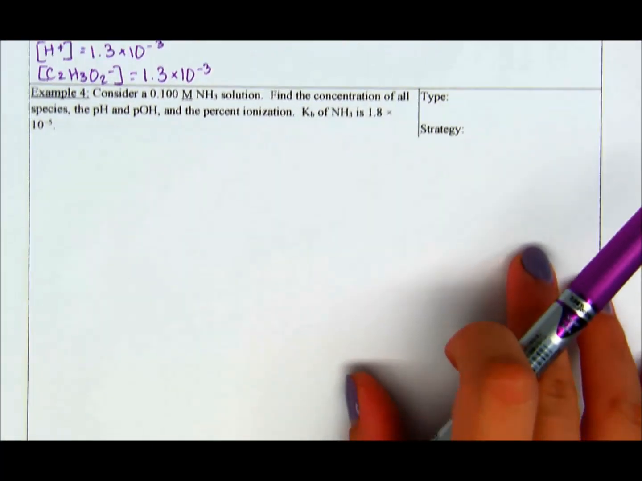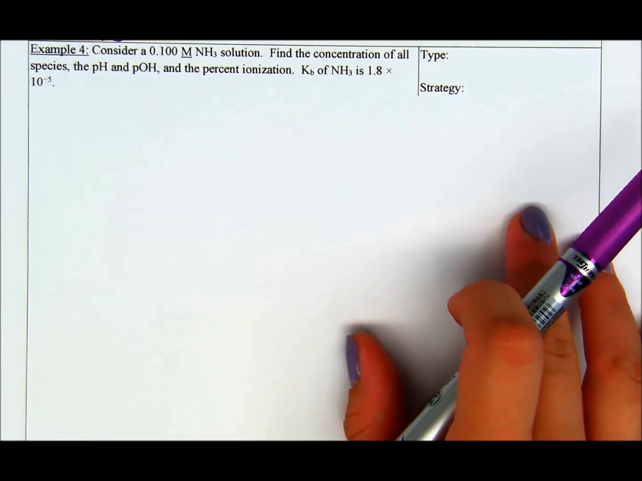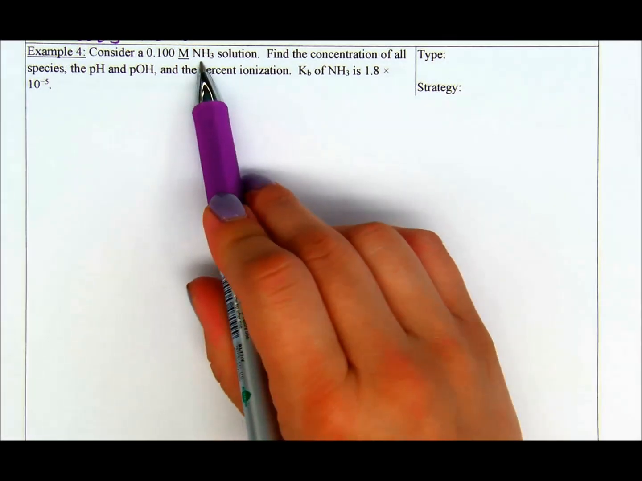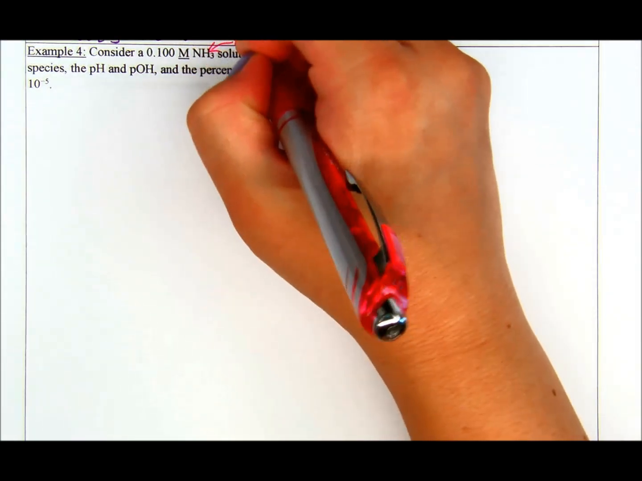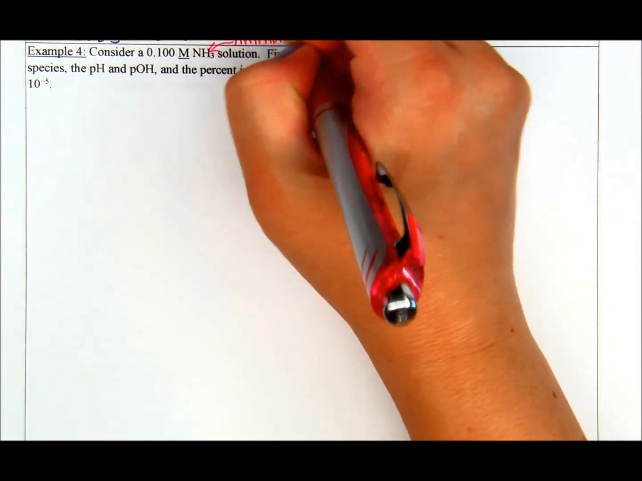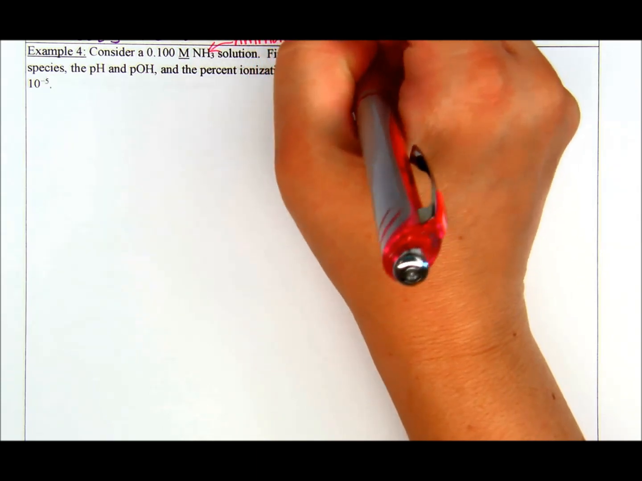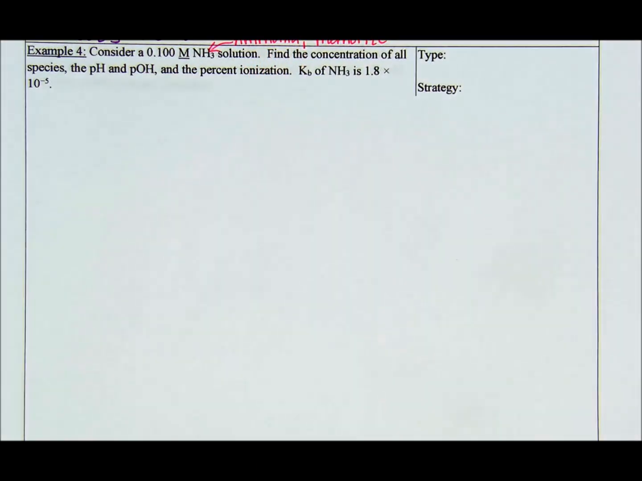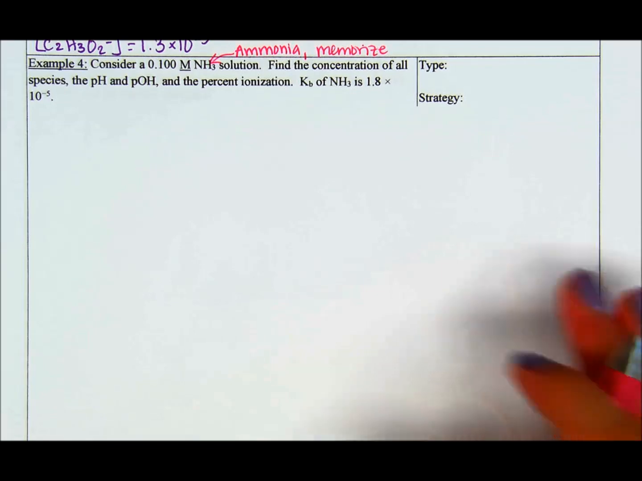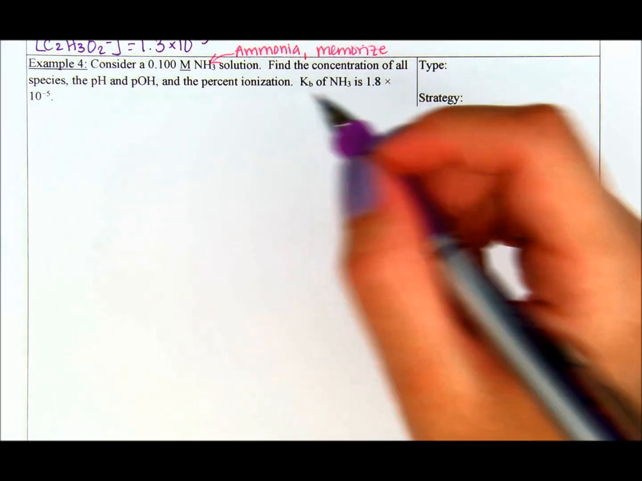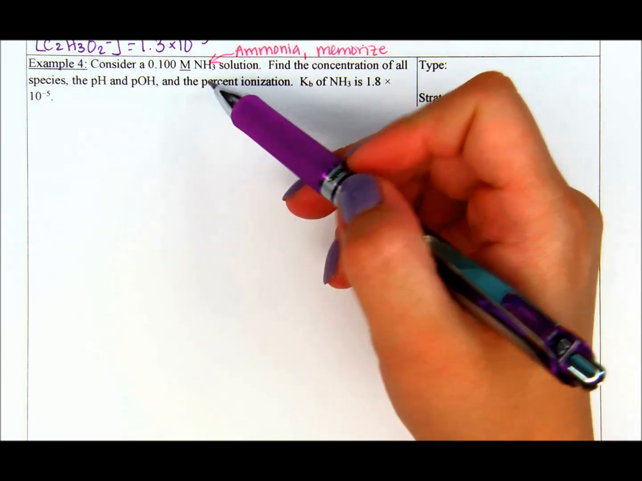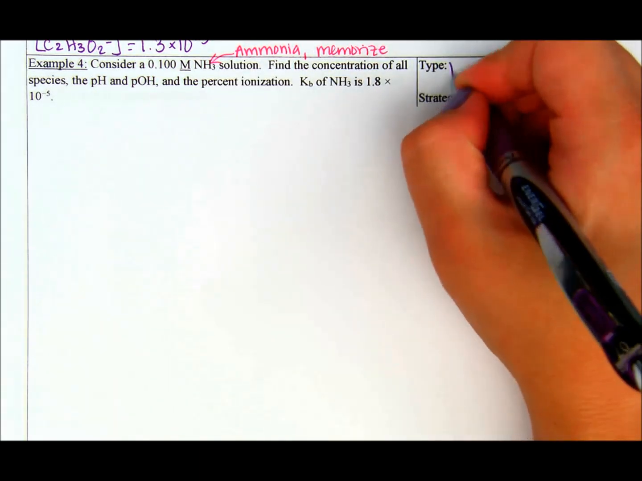Let's go to example number 4. Example number 4 is talking to us about ammonia. Now, ammonia is another good one to memorize. So this is ammonia, and you should memorize that, because that is a classic example of a base. Ammonia, memorize it. Classic example of a weak base. So we have a 0.1 molar weak base ammonia solution. So this type is a weak base.